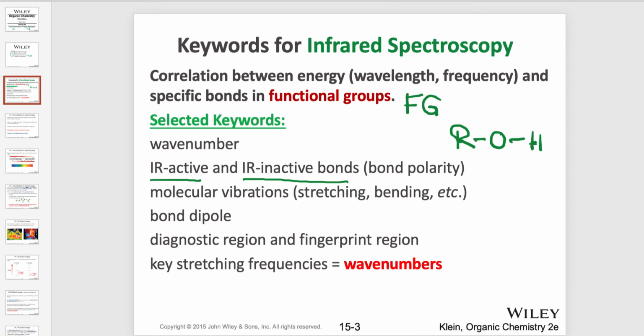Molecules are not just rigid, they actually vibrate all the time. The different terms: stretching, bending, scissoring. The dipole in a structure clearly determines how well the response will be in an IR spectrum. We need to be very careful and pay close attention to the diagnostic region. We look at that region first, and then we can look for secondary evidence in the fingerprint region. So you need to understand this. And then key stretching frequencies are also often referred to as wave numbers.